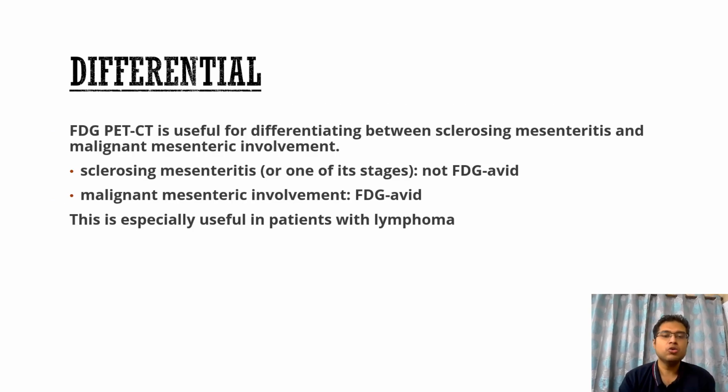So differential includes a malignant mesenteric involvement typically seen in lymphoma, and it can be differentiated by FDG PET, where there will be FDG avid uptake in case of malignant mesenteric involvement, while FDG will not be taken up by sclerosing mesenteritis or any of its stages.